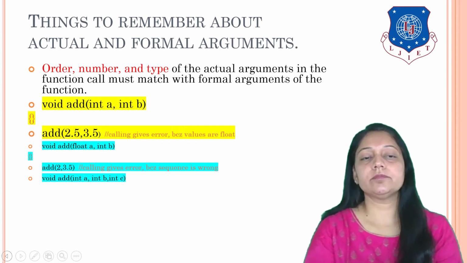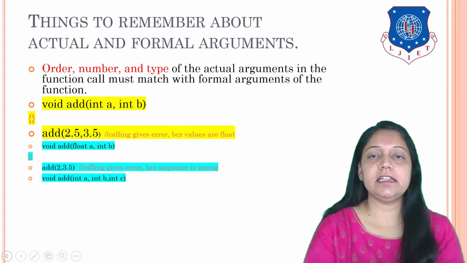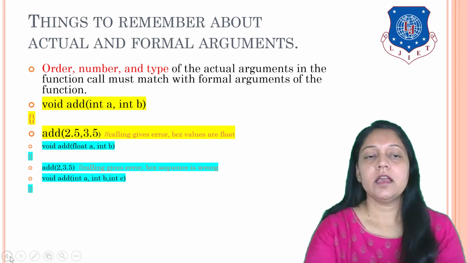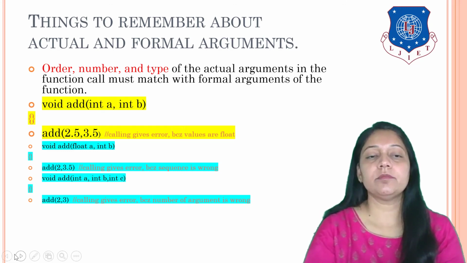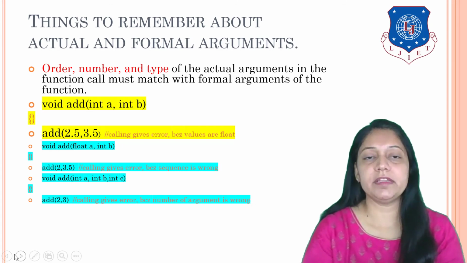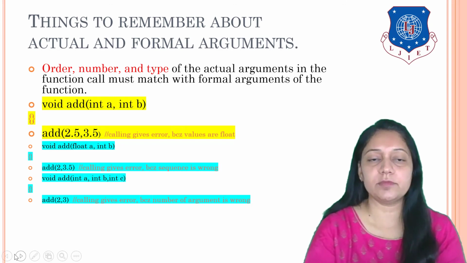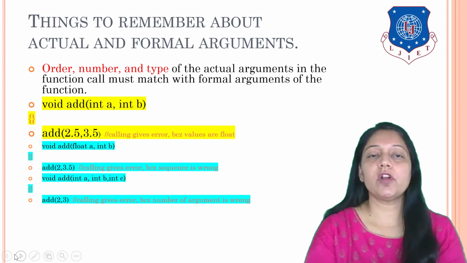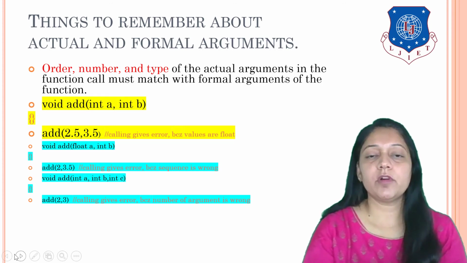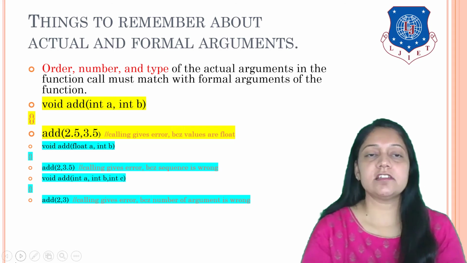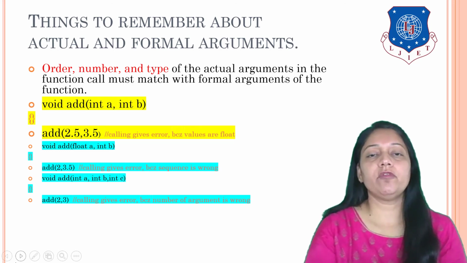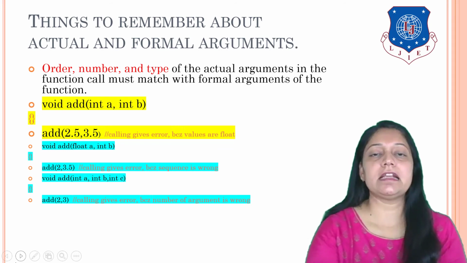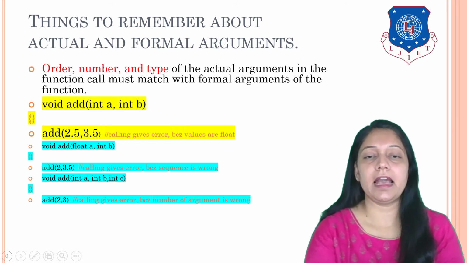The next one is a function in which I am passing three arguments: integer a, integer b, integer c. But when you call this function as add(2, 3), I am only passing two arguments as my actual arguments. But what is expected is that in the formal arguments there are three: integer a, b and c. During calling I am only passing two arguments. It means the number of arguments again has a mismatch, that is, the number of arguments is wrong. So this also results in an error. This is the meaning of the statement that the order, the number and the type of both the actual and formal arguments should exactly match. Otherwise you will get an error from the compiler.